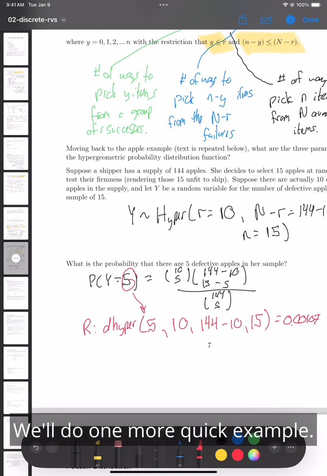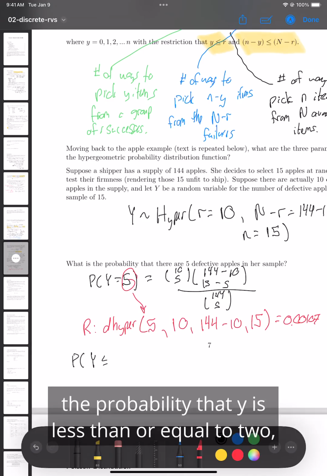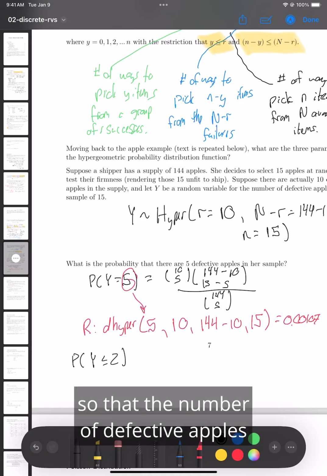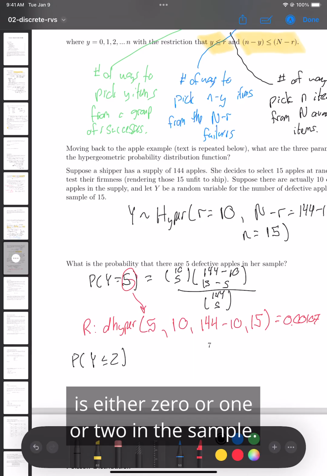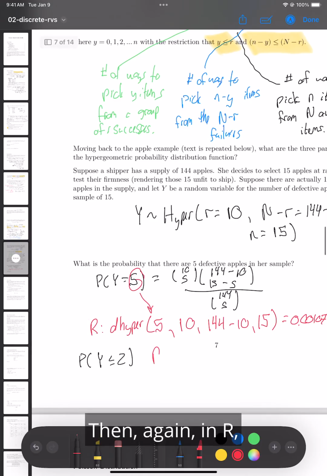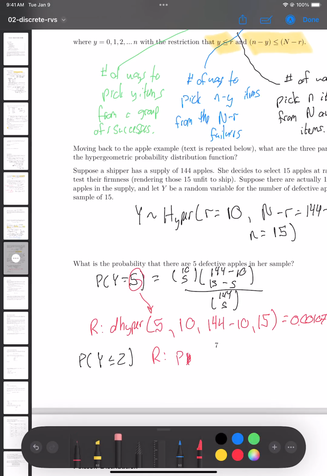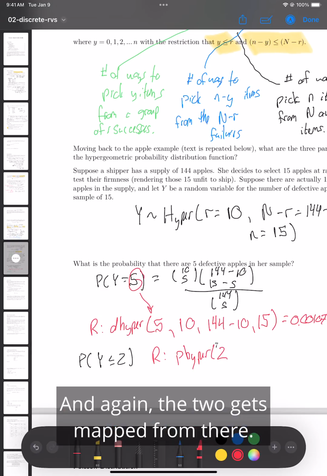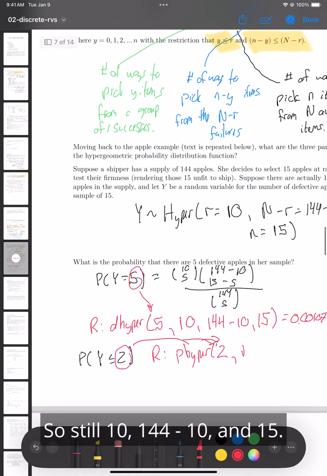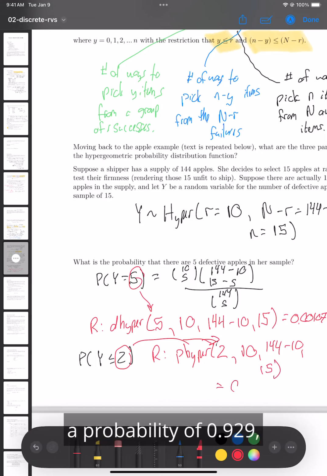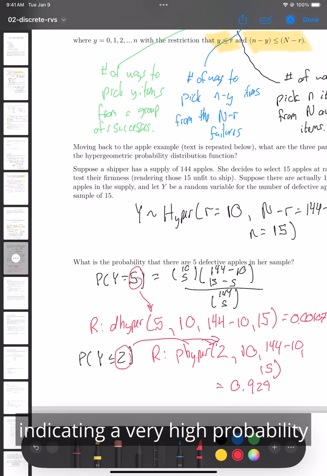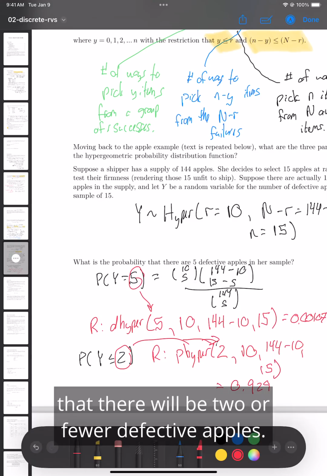We'll do one more quick example. Suppose that you wanted to find the probability that y is less than or equal to 2, so that the number of defective apples is either 0 or 1 or 2 in the sample. Then again in R, this would be phyper, and again the 2 gets mapped from there, and then the rest of the parameters are the same. So still 10, 144 minus 10, and 15. Plugging that into R will give you a probability of 0.929, indicating a very high probability that there will be 2 or fewer defective apples.